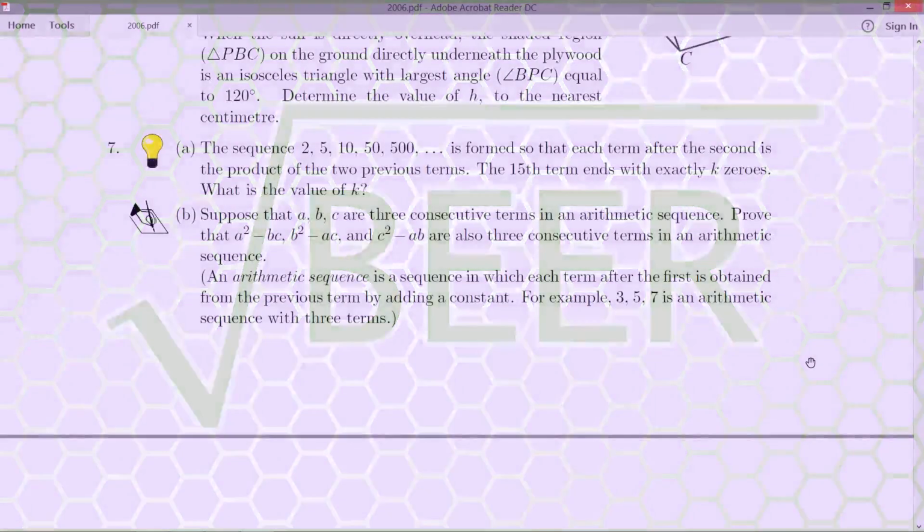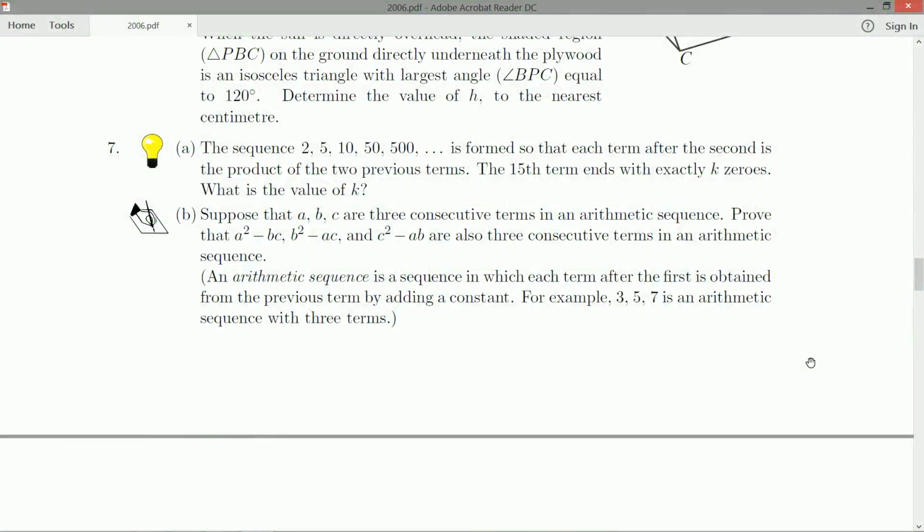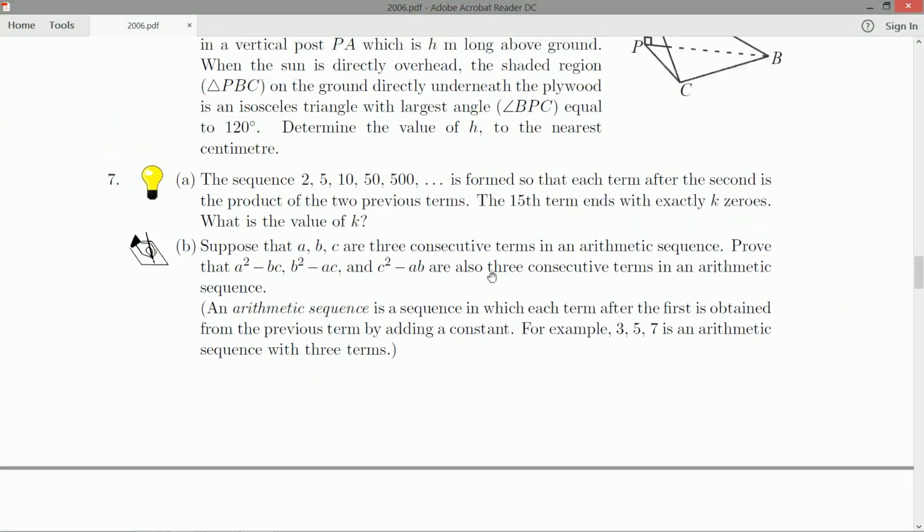We're looking now at question number 7 on the 2006 grade 12 Euclid contest. So, we've got a part, we just need the final answer. The sequence 2, 5, 10, 50, 500, I don't recognize this sequence, is formed so that each term after the second is the product of the two previous terms. 2 times 5 is 10, 5 times 10 is 50, 50 times 10 is 500. Okay, alright, it makes sense now. The 15th term ends with exactly k zeros. What is the value of k?